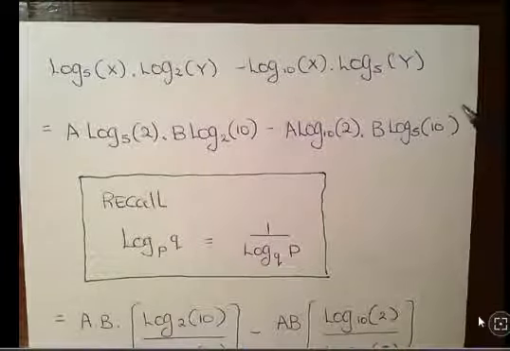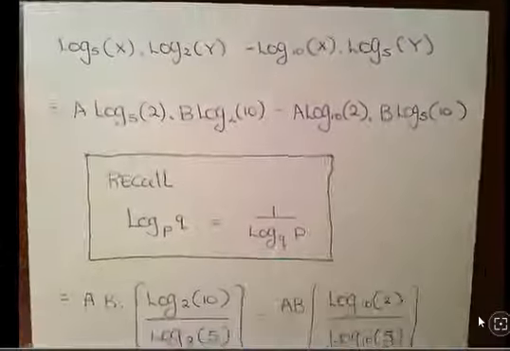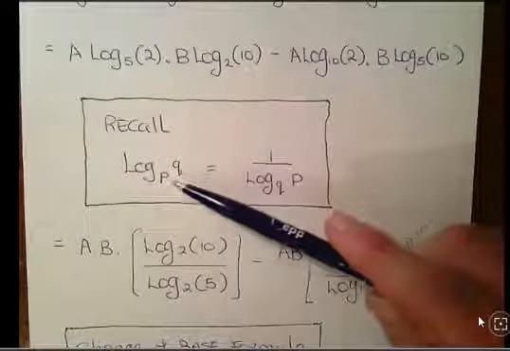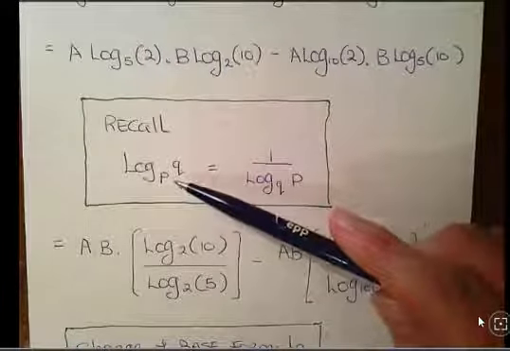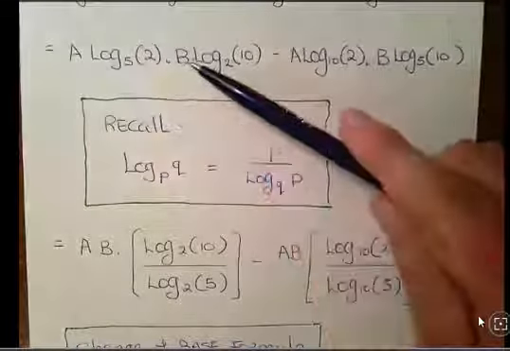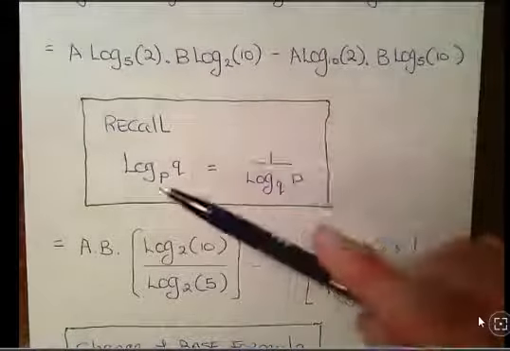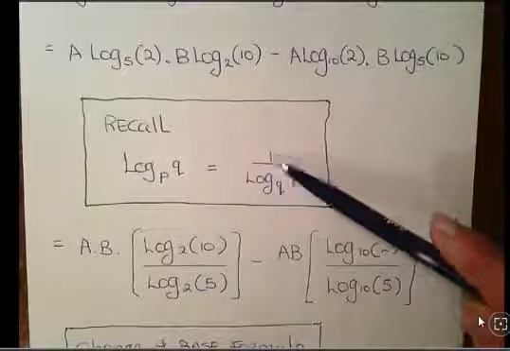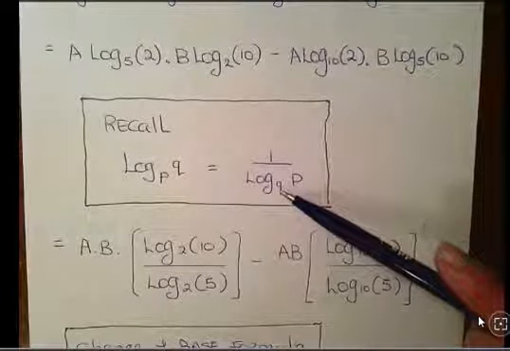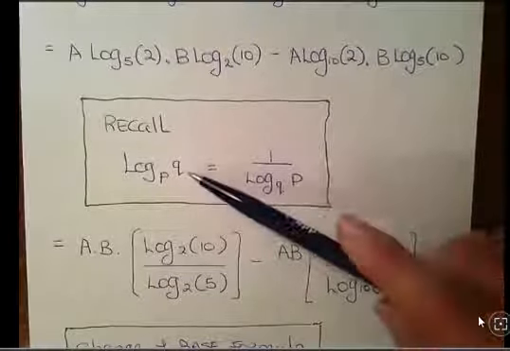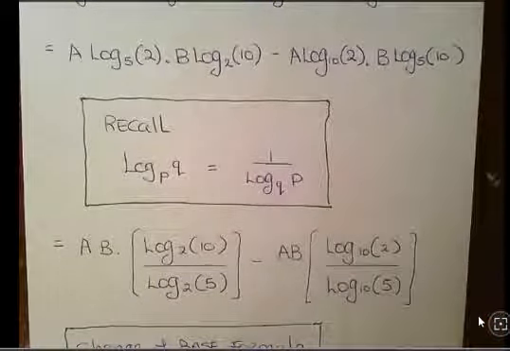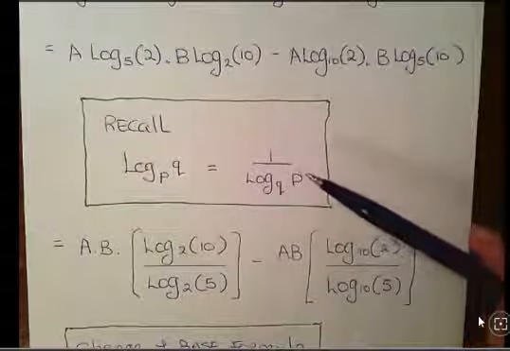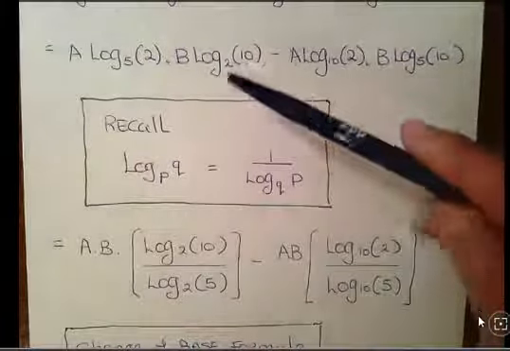But what we can do here is use one of the laws of logarithms. I'm using p and q just to not get confused with the a, b, x and y I'm already using. Log of q to the base p is equal to 1 over log of p to the base q. So if you invert it, you can switch the two values there.